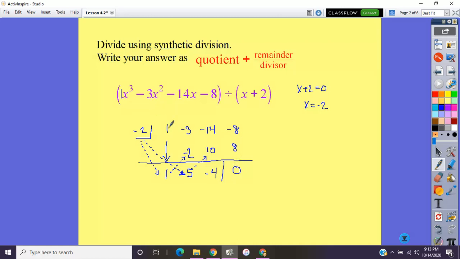Now, if you recall, this was an x to the third, x squared, x, and no x. So we're dividing out an x. Well, x to the third divided by an x is an x squared. So let's rewrite our answer down here. We're going to have 1 x squared minus 5x minus 4. Then it says plus the remainder divided by the divisor. Well, our remainder is 0, so we don't actually have to do that part. So right here is the answer to our division problem.